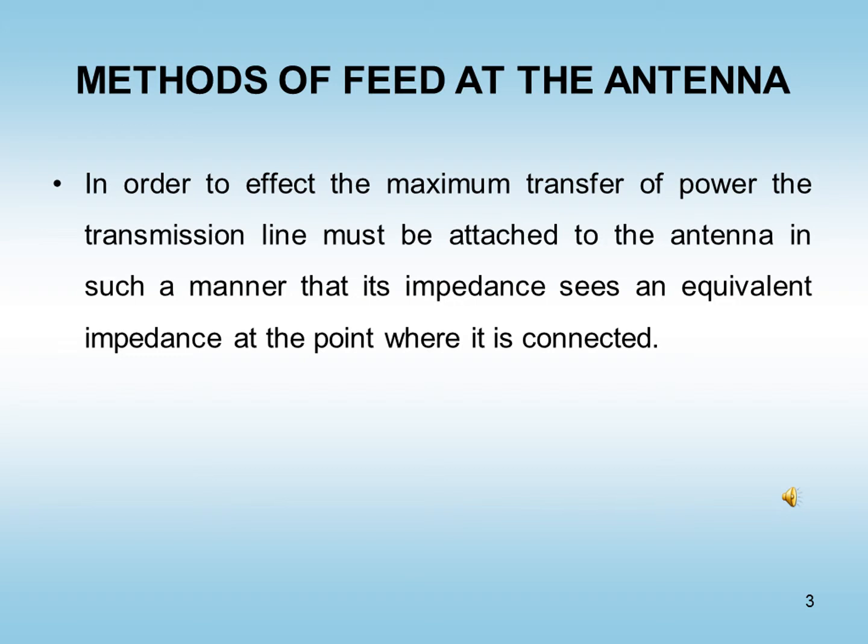In order to effect the maximum transfer of power, the transmission line must be attached to the antenna in such a manner that its impedance sees an equivalent impedance at the point where it is connected. So to transfer the communication power at the maximum, the transmission line must be attached to the antenna. So we have to calculate the equivalent impedance at the point where the transmission line or antenna is to be attached.